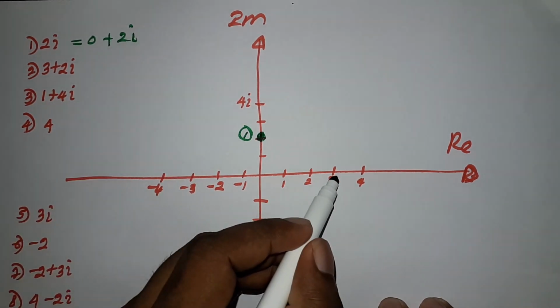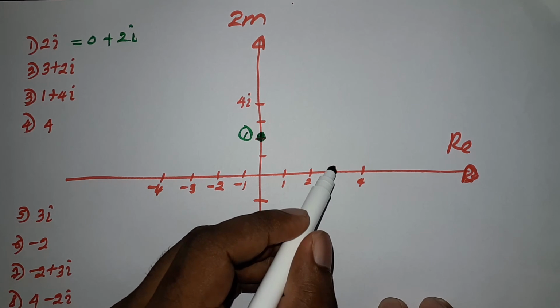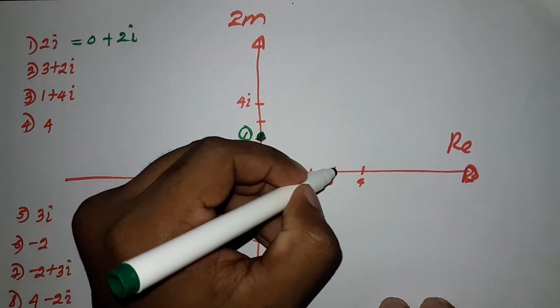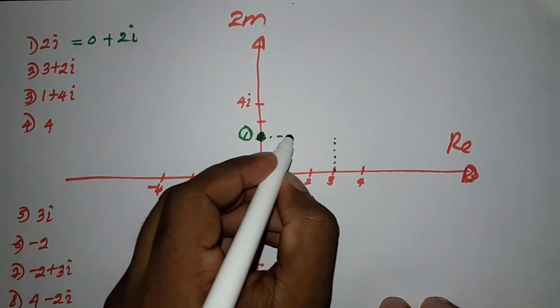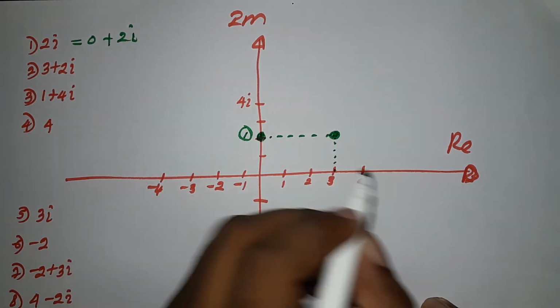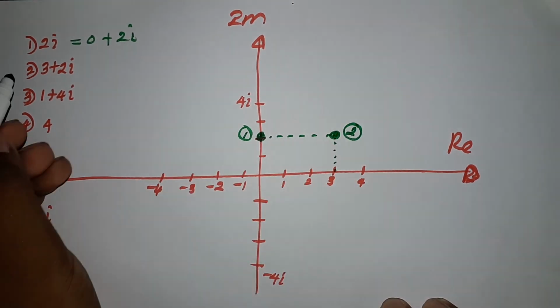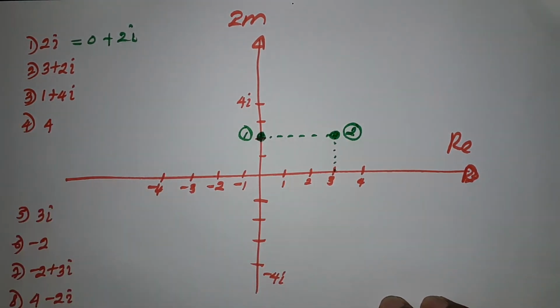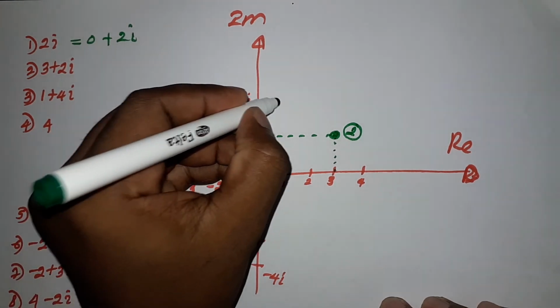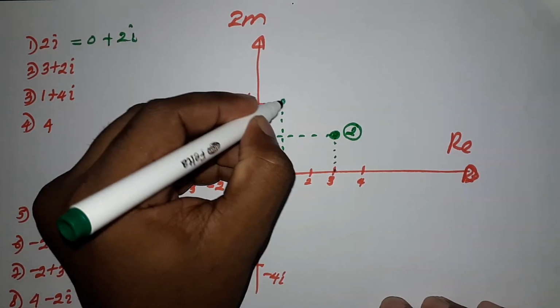And then 3 plus 2i. So in the real axis it's 3 and it's 2i. So if I extend these two lines, I have 3 plus 2i, which is the second number. And then I have the third number, 1 plus 4i. So that is right here.